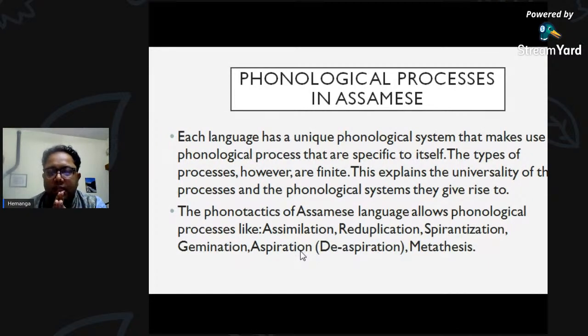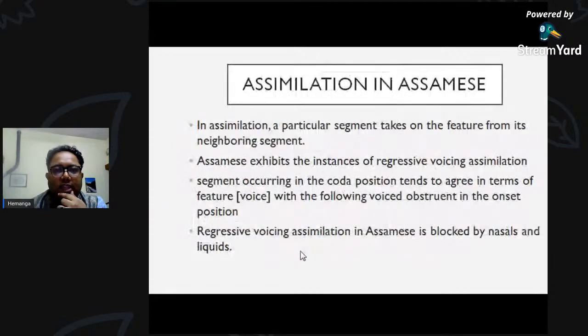This is an aspiration. Then de-aspiration, when the aspiration plus spread glottis is reduced to minus spread glottis, is called de-aspiration. Metathesis is the interconsonantal change in position. This is called metathesis.